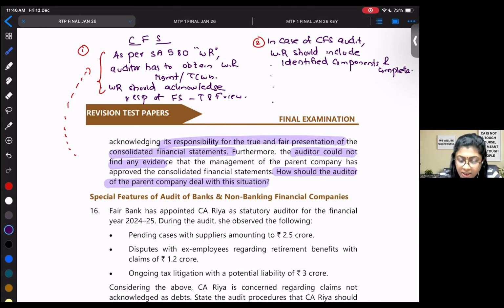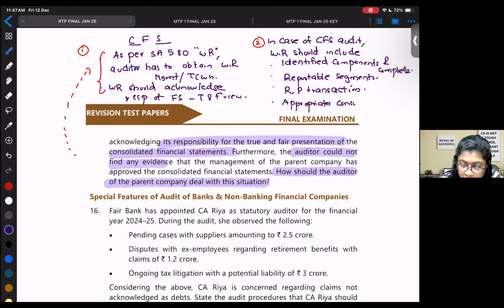Very good. Then they have to identify the reportable segments. Management has identified reportable segments. Then they have identified related party transactions. And finally, they have done the current period and permanent period adjustments, the appropriateness of consolidation adjustments. But all these 4 points you should sit and elaborate. You can write 1, 2, 3, 4.